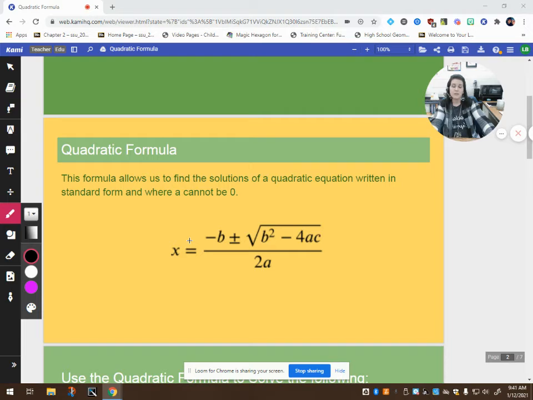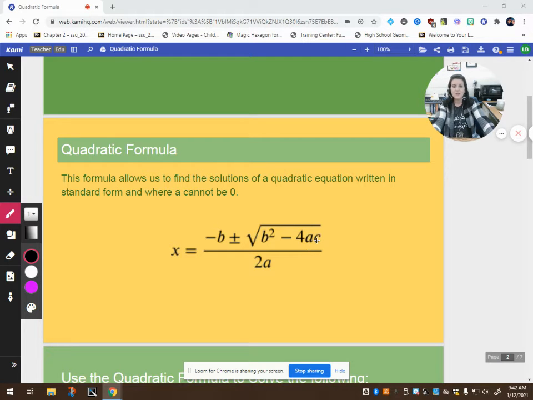I like to sing it because singing sticks with me. And when I had a student teacher a couple years ago, we had a lot of fun with this. We would say x equals negative b plus or minus the square root of b squared minus 4ac. And then I would point at him and he would go, all over 2a in his opera voice. So you will hear me do that constantly.